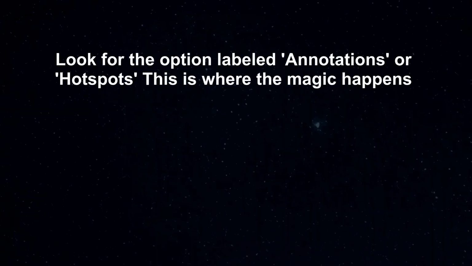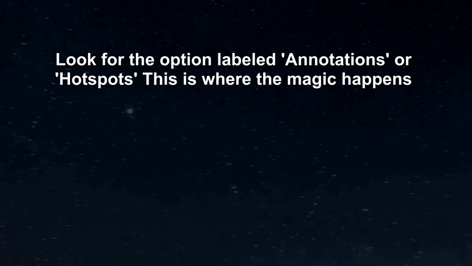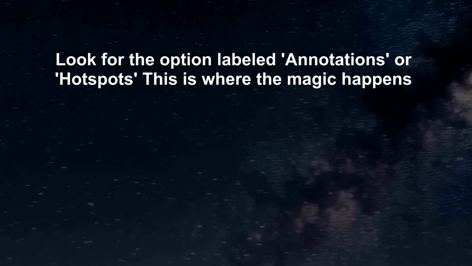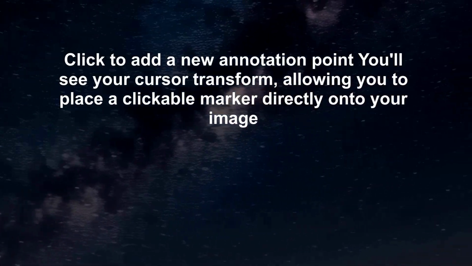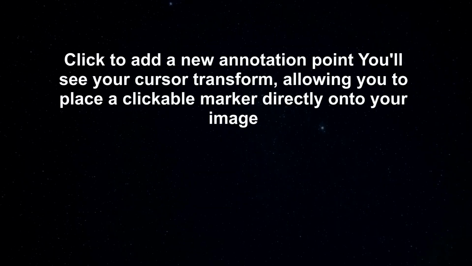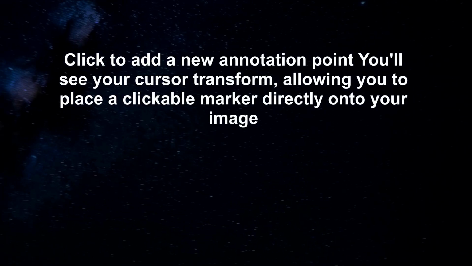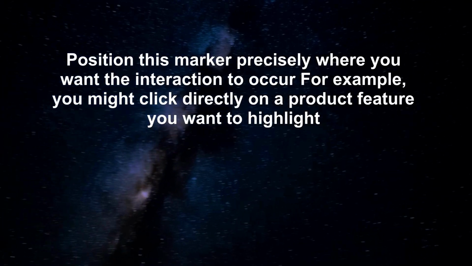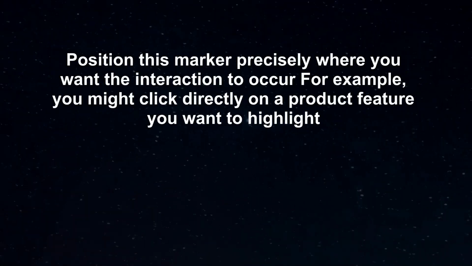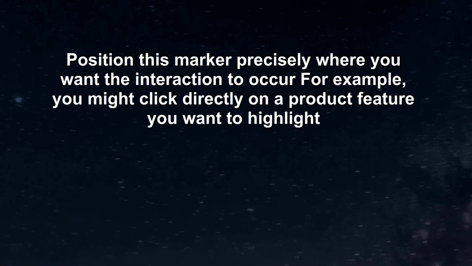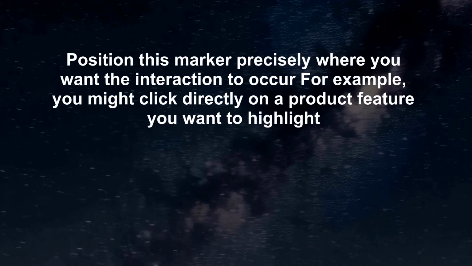Look for the option labeled Annotations or Hotspots. This is where the magic happens. Click to add a new annotation point. You'll see your cursor transform, allowing you to place a clickable marker directly onto your image. Position this marker precisely where you want the interaction to occur. For example, you might click directly on a product feature you want to highlight.